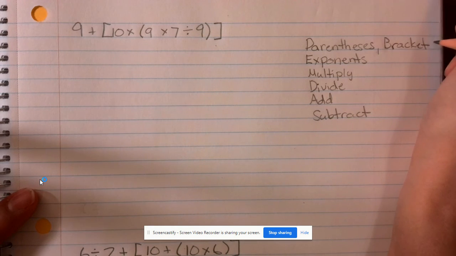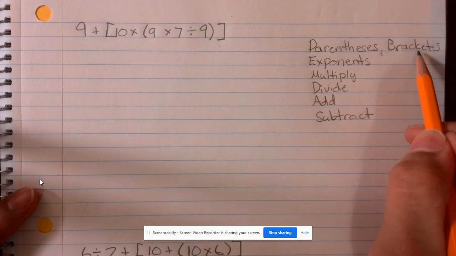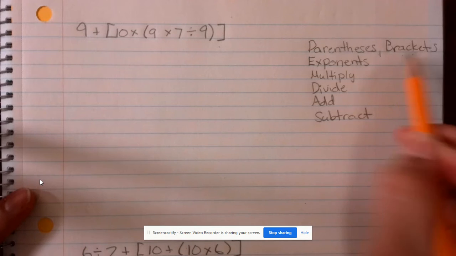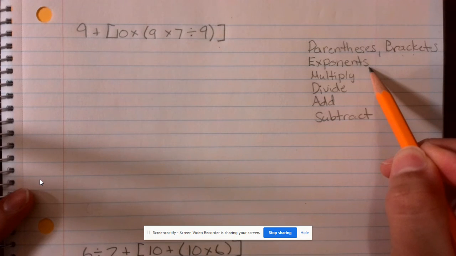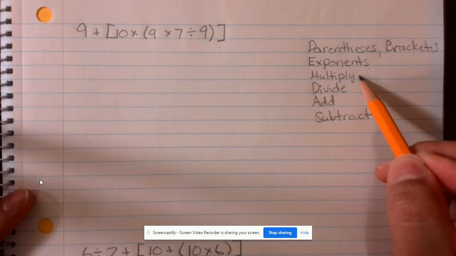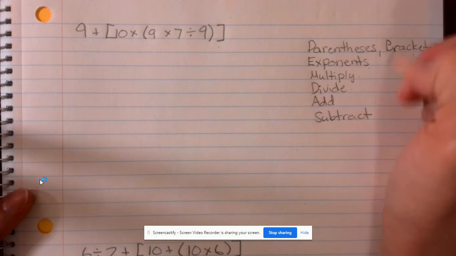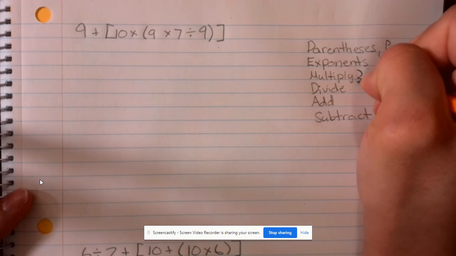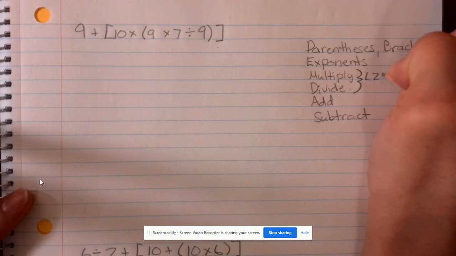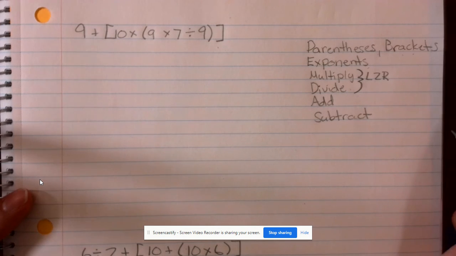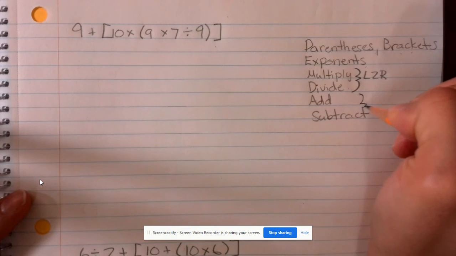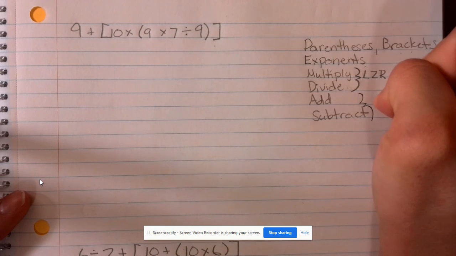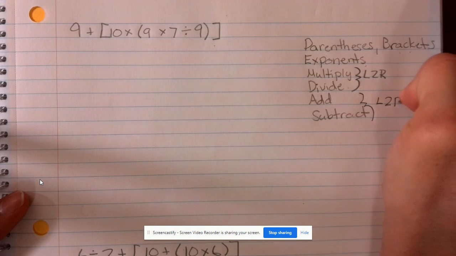So parentheses or brackets is the first step. Second step is exponents, which you will learn next year in 6th grade. Our next step is multiply or divide, whatever comes first when you read the problem from left to right. And our last step is add or subtract, whatever comes first when you read the problem left to right.